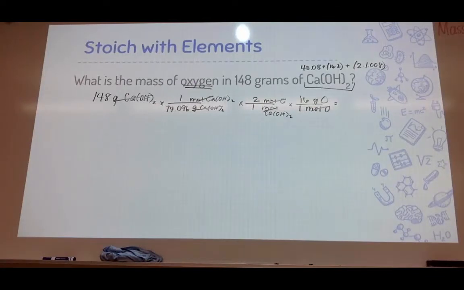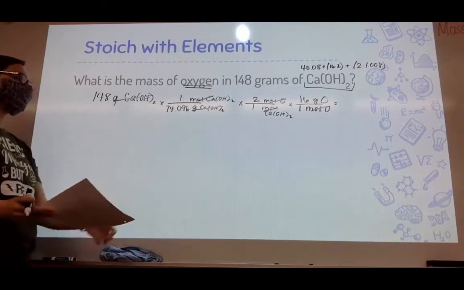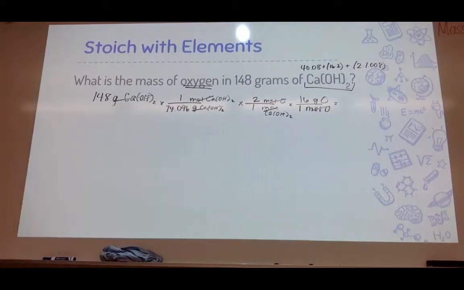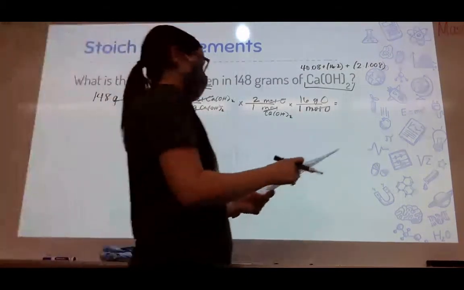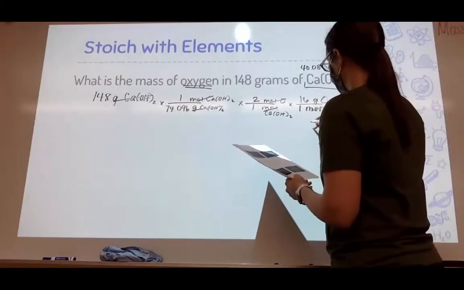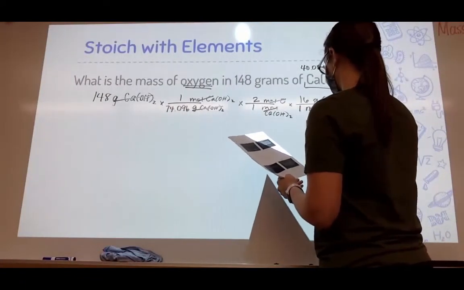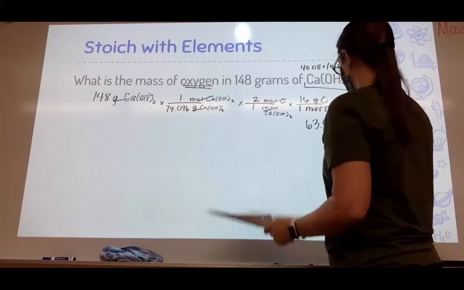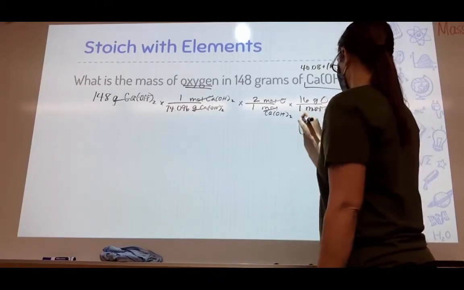So to calculate, you'll do 148 times 2 times 16, divide by 74.096. And I got, to 3 sig figs, 63.9 grams of O.